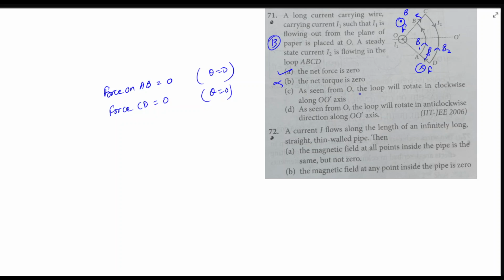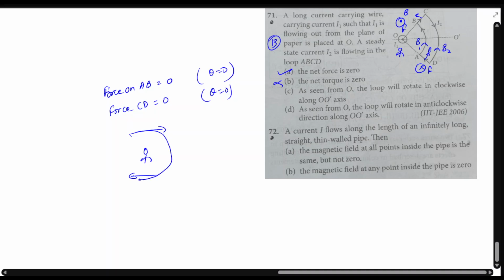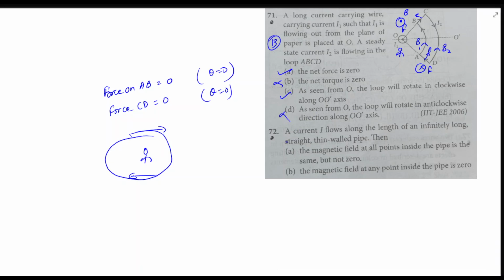Let's check C. As seen from O, the loop will rotate in the clockwise. So look, on BC, the force is towards us, right? And for AD, it is inward. So if you stand here, you will see BC moving like this and AD moving like this. So you will see this will be moving in clockwise direction. So C is correct. The last option is of course wrong. So A and C is the correct option, right?